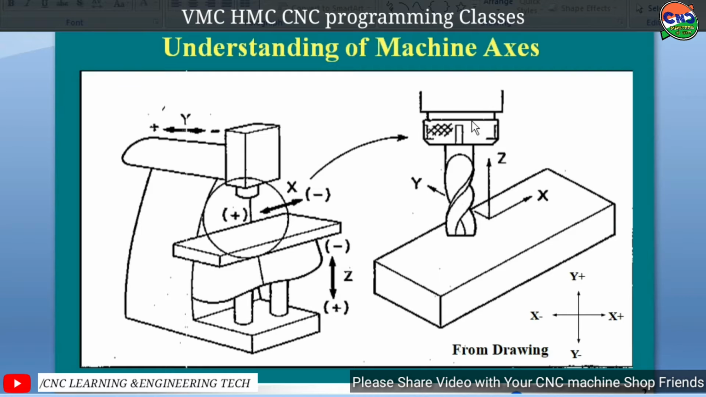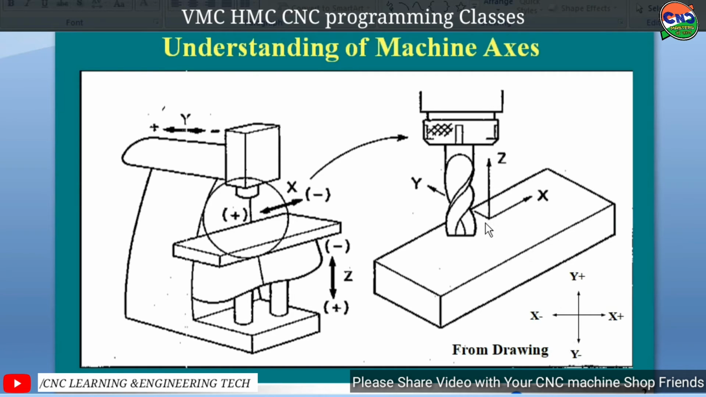Okay, so here you can see in VMC there are three main axes. You can see this X, the operator will be on this side, and X plus will be this side, and X minus will be this side. Looks like this. Okay, X plus, X minus. Then along the operator there will be a Y axis, so Y plus will be opposite to the operator side, and near to the operator side there will be a Y minus. Z plus is upside and Z minus is downside.